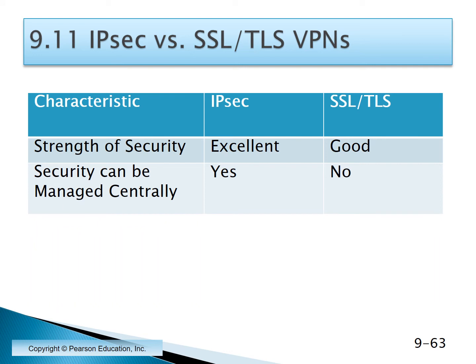So the strength of security of IPsec is better than SSL TLS. Again, SSL TLS is a little bit older standard. IPsec is newer, so it has stronger security, it has better consideration of many aspects, and also it has better protection of the different headers. And IPsec can allow centrally managed security, where SSL TLS does not support that. So this table compares IPsec and SSL TLS.